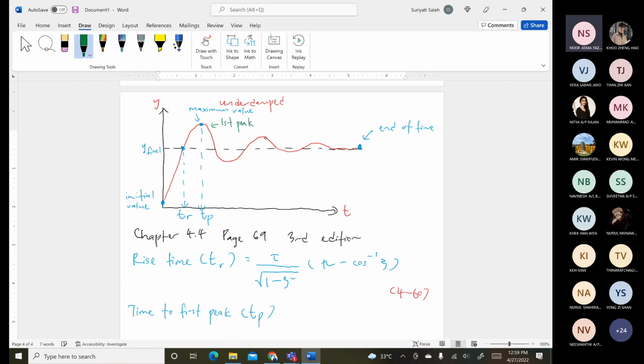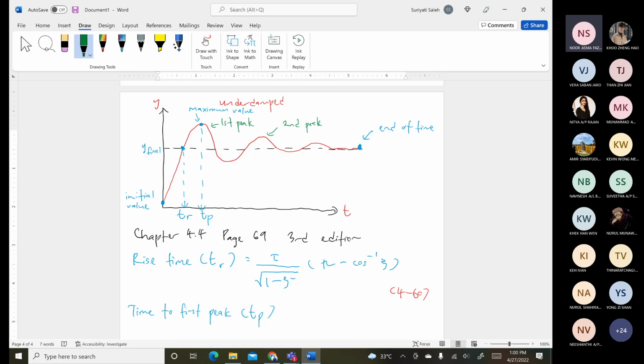And then this one is what we call the second peak. And last, you have another peak, the third peak. So we count the first peak, second peak, third peak, as long as the value exceeds the final value. So you have the peak over there.